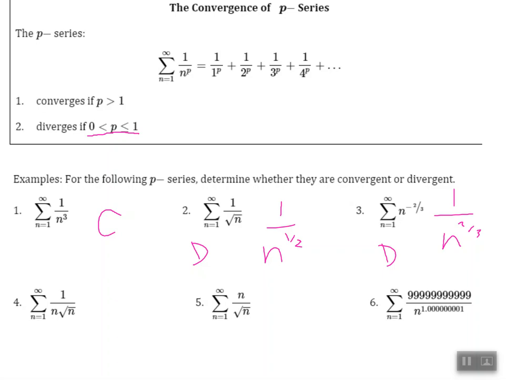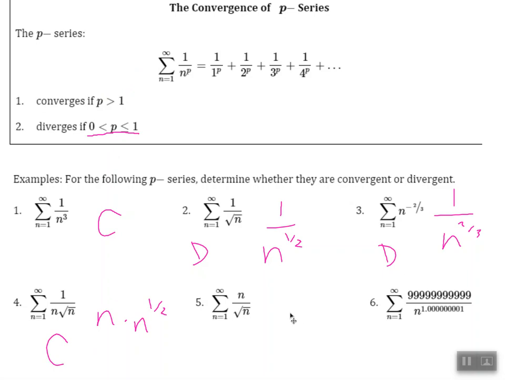All right, the next one, I have to do a little bit of algebra because I have n and then the square root of n. So this is n times n to the 1/2. When you multiply, remember you add the exponents. So this is really n to the 3/2, and 3/2 is greater than 1, so that's a converge.